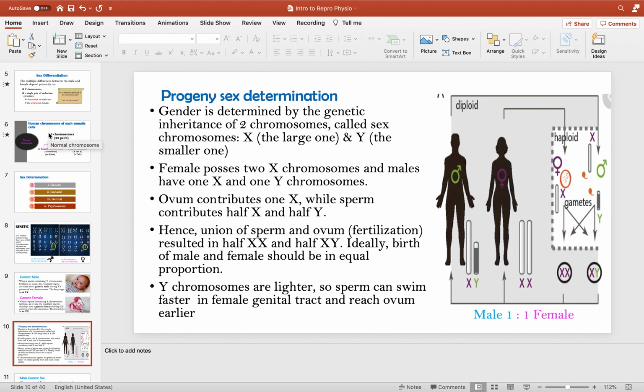Progeny sex determination. Gender is determined by the genetic inheritance of two chromosomes called sex chromosomes, X the large one and Y the smaller one. Females possess two X chromosomes and males have one X and one Y chromosome. So the ovum contributes one X while sperm contributes half X and half Y. Hence the union of sperm and ovum, or fertilization, results in half XX and half XY.